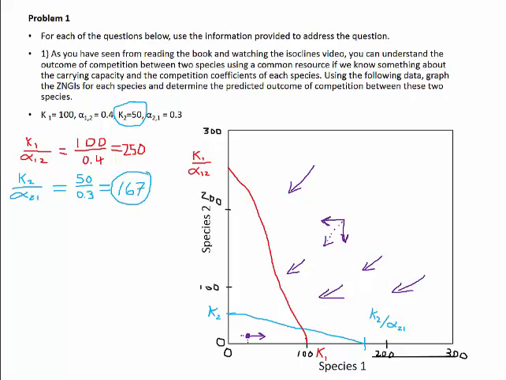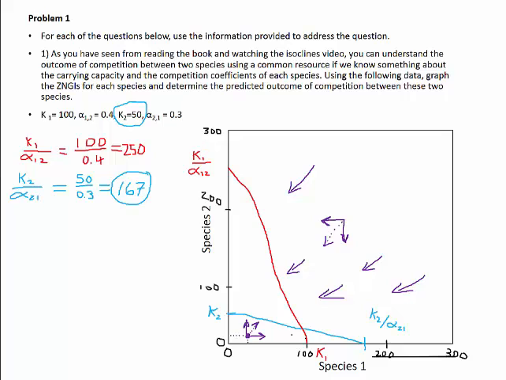Meanwhile, for species 2, at that point, if we go over here to the y-axis, that would be roughly what? 10 individuals, 15, something like that. Doesn't matter. It's below the Zenji for species 2, the blue Zenji for species 2, and it's in positive territory for species number 2. So it's going to be up and to the left. Okay, and so the combined vector sum is going to be up like this, up and to the right.